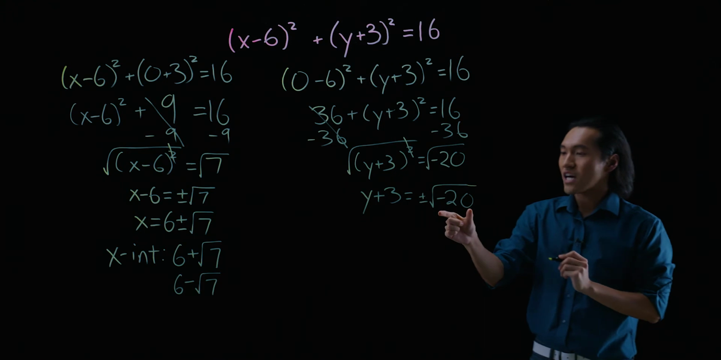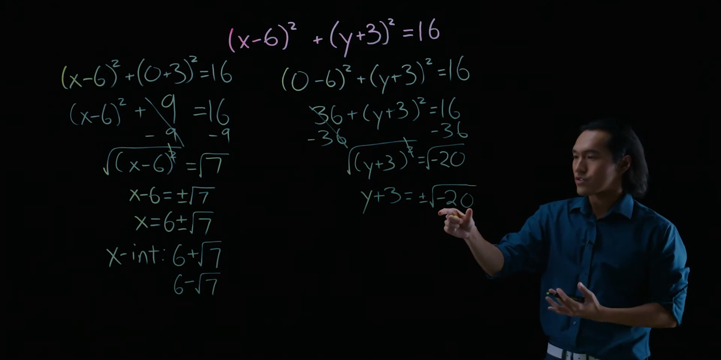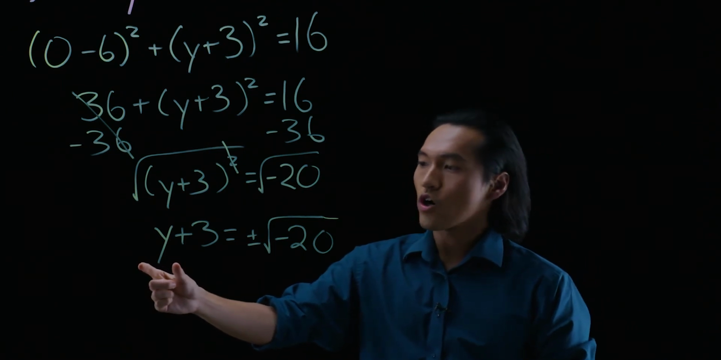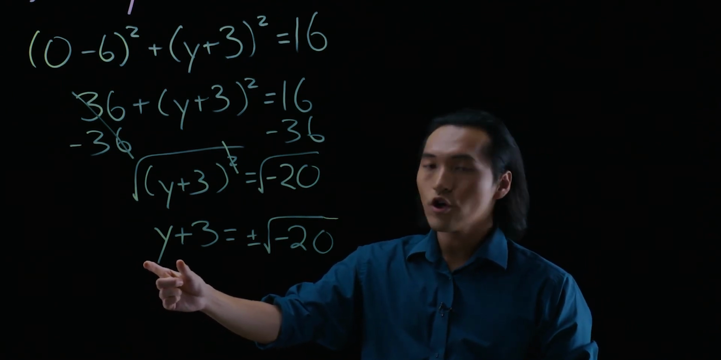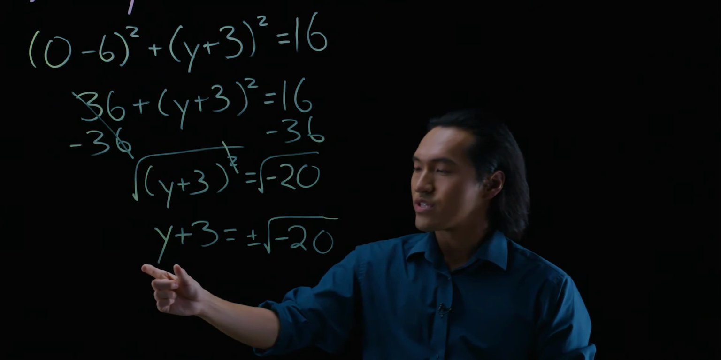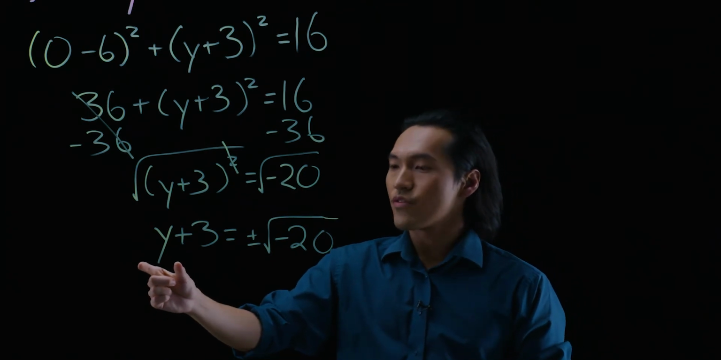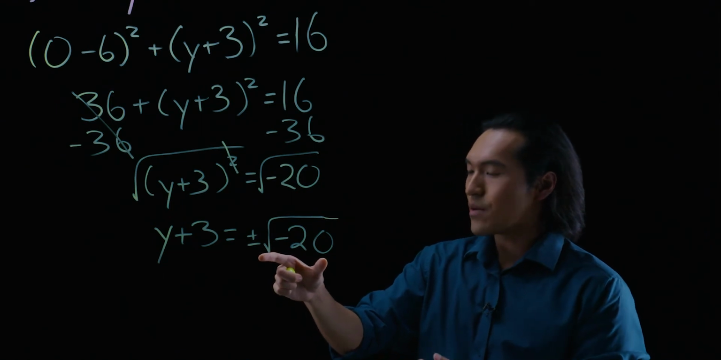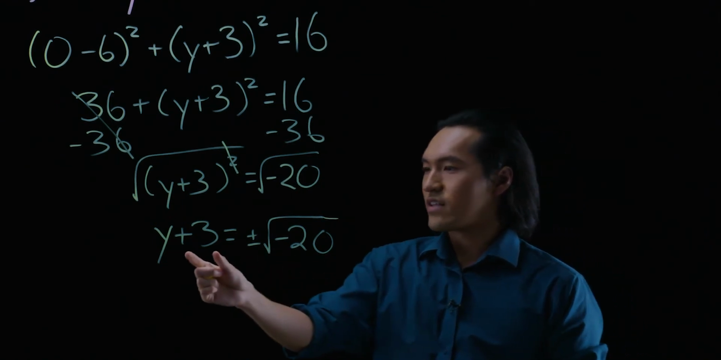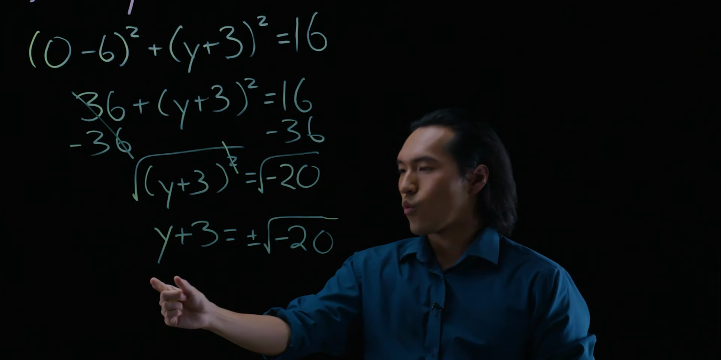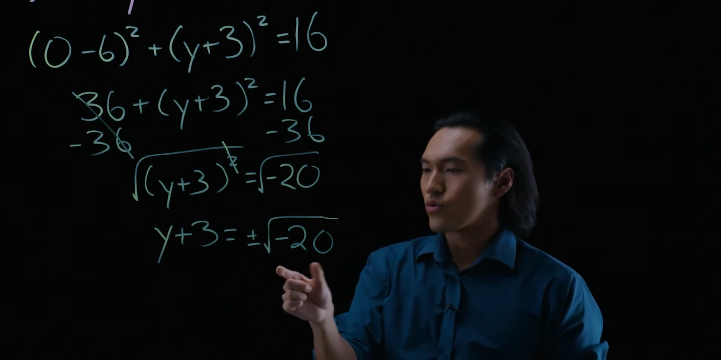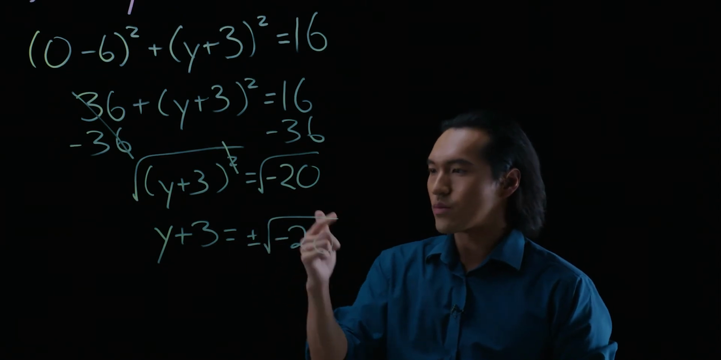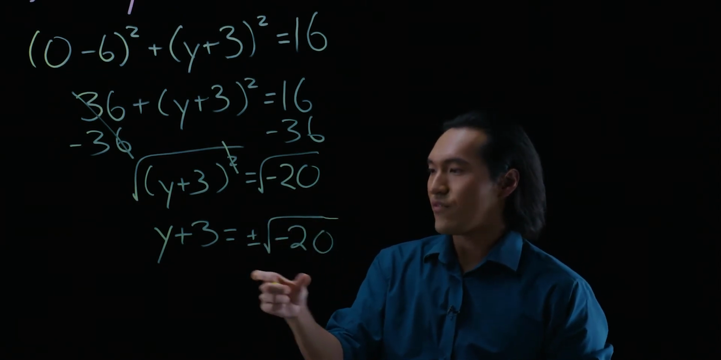This is physically impossible unless you want to deal with imaginary numbers. So what this tells us is that there actually are no y-intercepts. There are no real numbers that could represent the y-intercept of this circle, right? Because what we received at the end is an imaginary number. Even if we wanted to simplify this and subtract the 3 over, it would be y equals plus or minus the square root of negative 20 minus 3, but still, we have an imaginary number here, and so that means we don't have any y-intercepts.